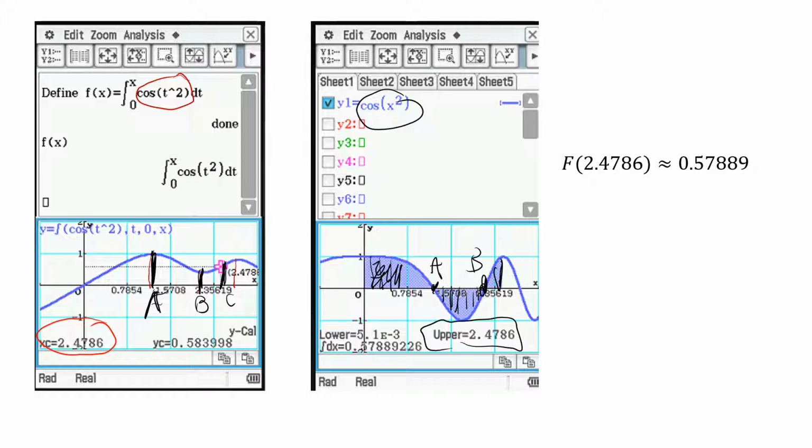I've got the calculator on the left. Let me just get rid of some of this stuff. So you can see the calculator has got the net signed area. It's swept through from x equals 0 to 2.4786, and it's got this area indicated over here, 0.57, and that's simply the value of the function at x equals c. So there it is over here, the value of the net signed area function.